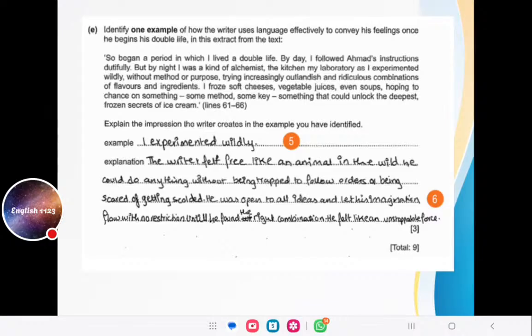The writer felt free like an animal, like an animal in the wild, and he could do anything without being trapped. So everything that he writes after that is related to being free or being in the wild, or where you have freedom of doing anything. Nobody is going to trap you, nobody is going to stop you. So you have to pay special attention to the words in the example that you have chosen, and then you will base your explanation on those words.